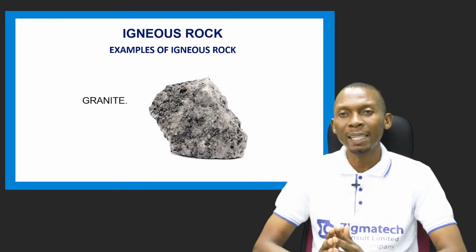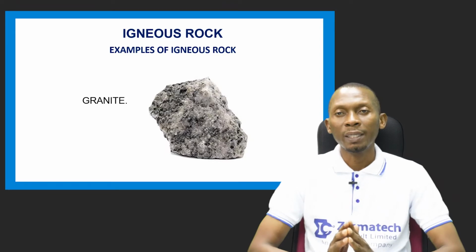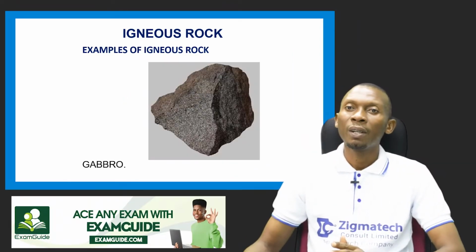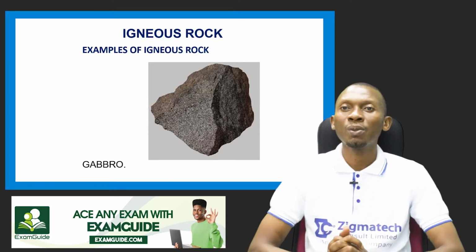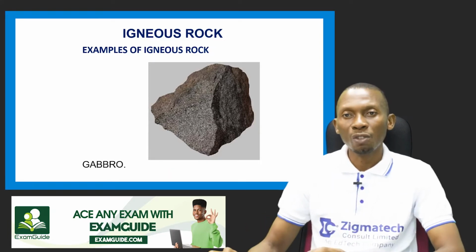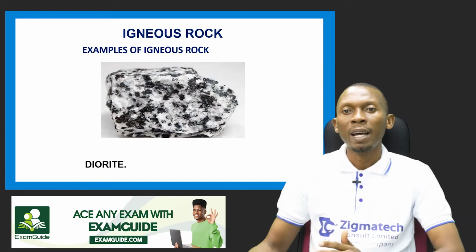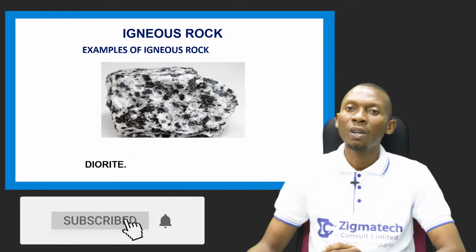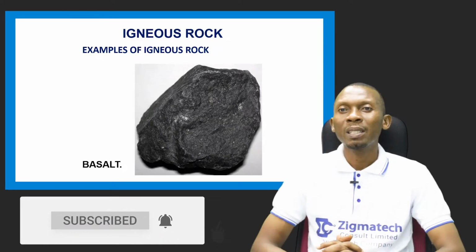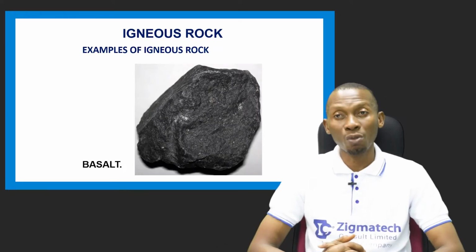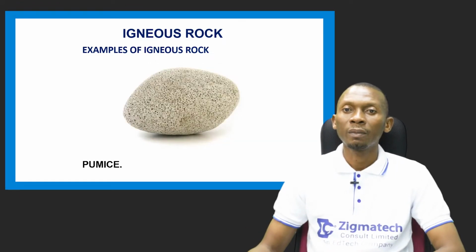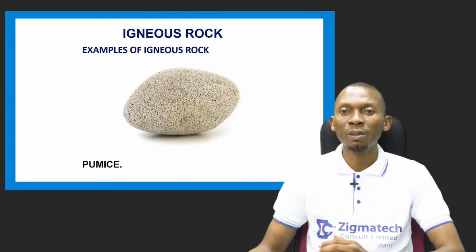the picture of granite. This is an intrusive igneous rock. We have gabbro, which is also an intrusive igneous rock. We have diorite, which is also an intrusive igneous rock. Basalt, which is an extrusive, that's volcanic igneous rock. We also have pumice, which is also an igneous rock.